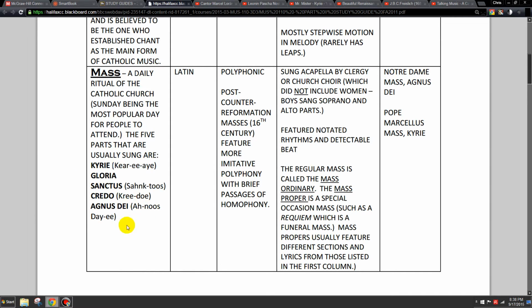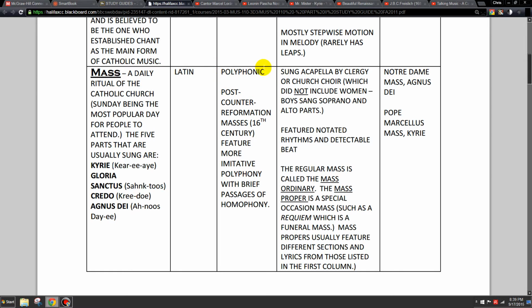So I have pronunciations here for you. The masses in these time periods are going to be in Latin, and again, that's going to be the case mostly up until the 1960s with Vatican II. They're going to be mostly polyphonic, so there are going to be multiple overlapping melodies, and this is actually going to be one of the criticisms that the Protestants had about the Catholic Church, is that this stuff is in Latin. Most of your congregation by the 16th century doesn't understand this stuff.